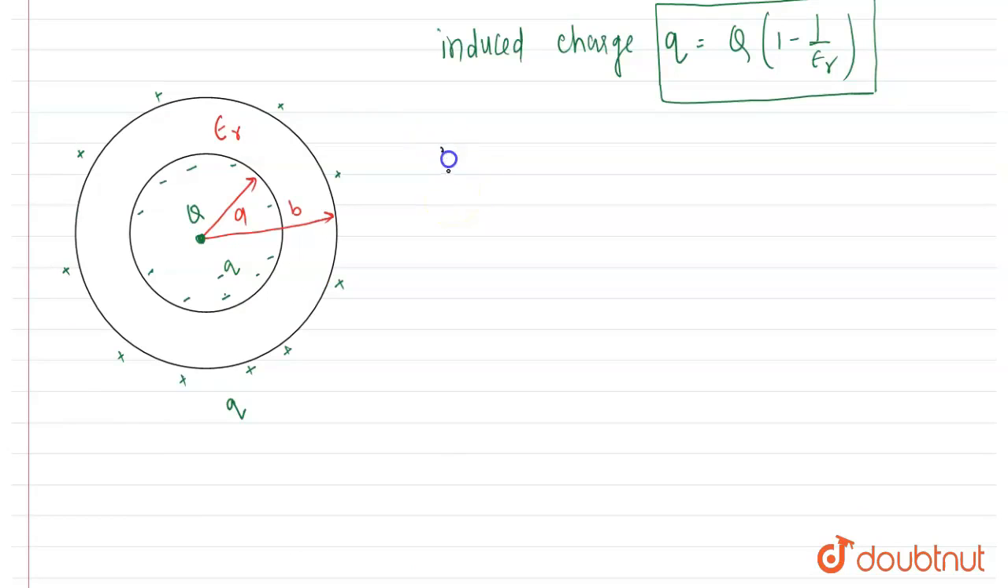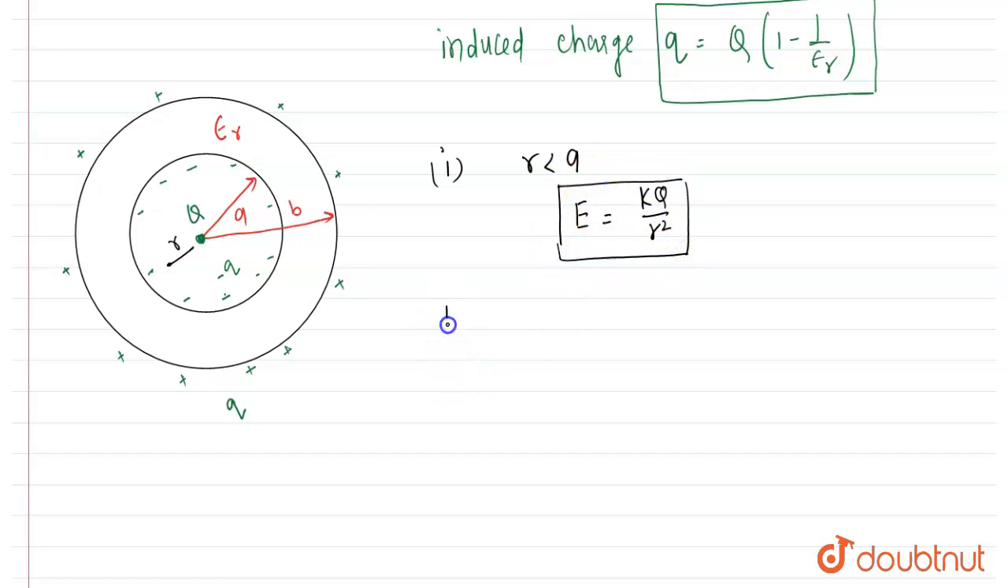In the first condition, if the value of r is less than a, the point where we have to find the electric field is inside the sphere. Due to the point charge q there is an electric field, and due to minus q and plus q there is no electric field at that point. So the electric field at that point is equal to the electric field due to the point charge at distance r, which is kq upon r square.